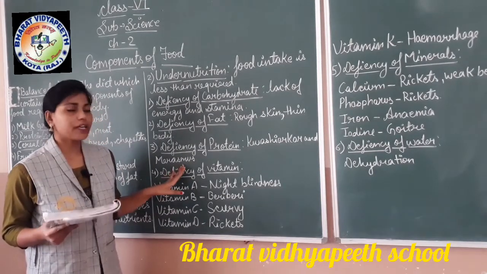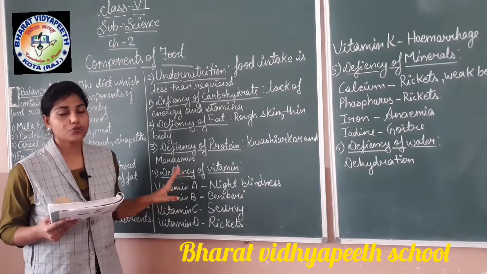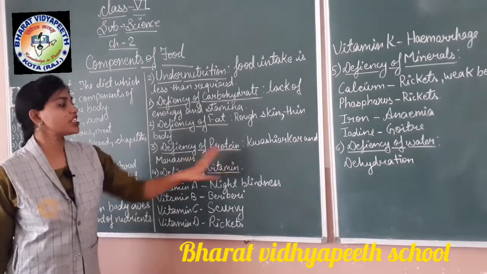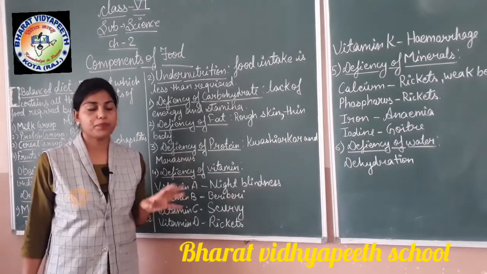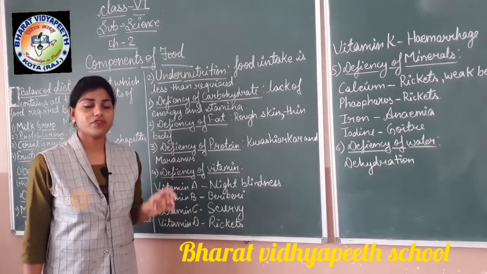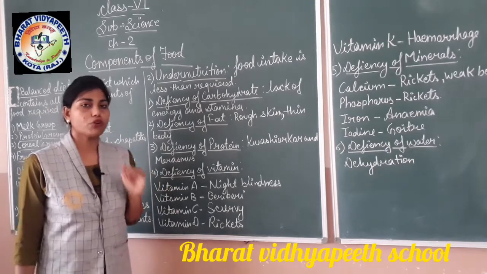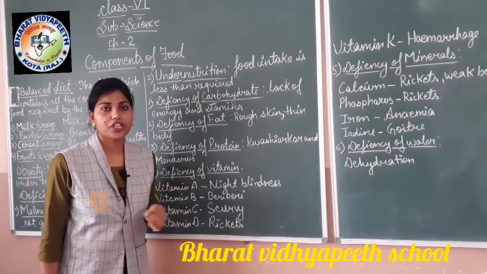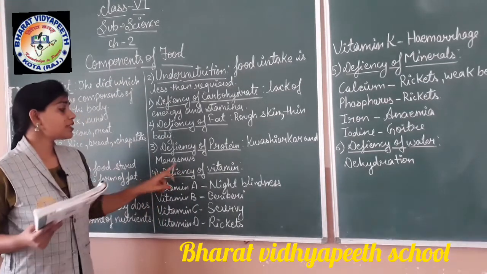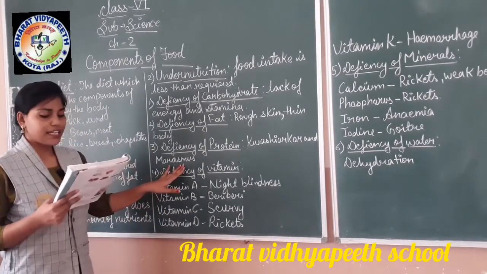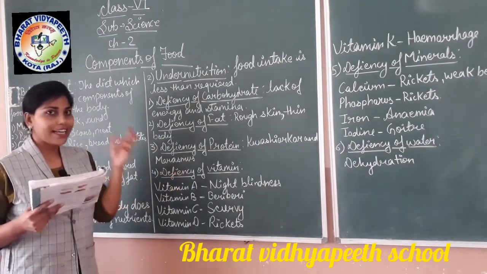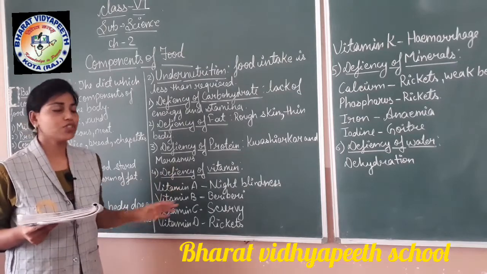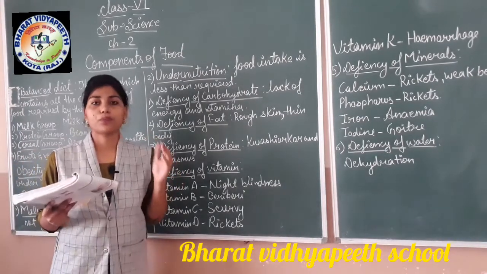Second is marasmus. Marasmus is also a disease caused due to lack of protein. These 2 diseases are mainly seen in children under 5 years. When they do not take a balanced diet, they do not take a proper amount of protein in their diet. In this also the children become lazy, their body becomes thin, their eyes become swollen, muscles become weak and there is poor mental growth.